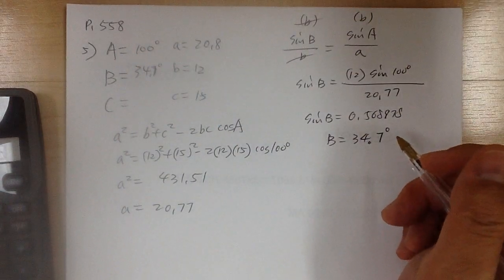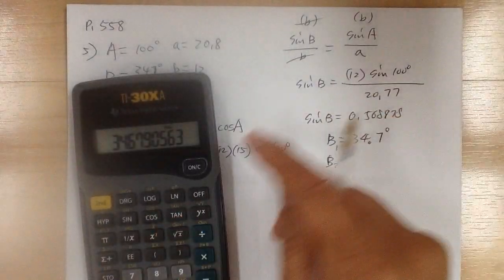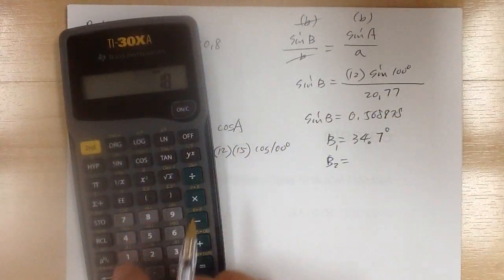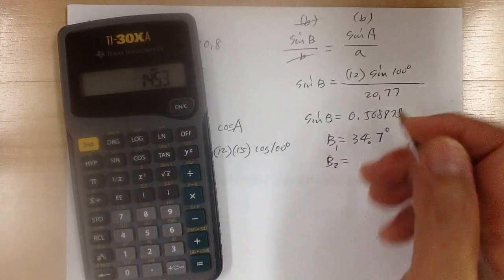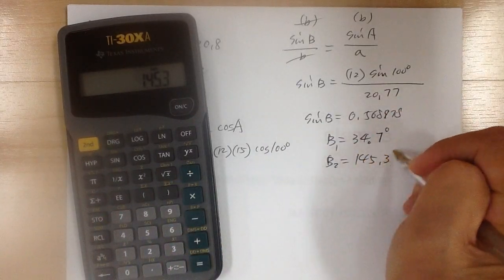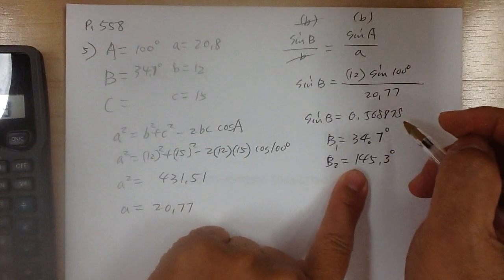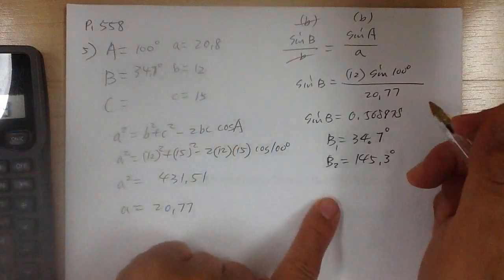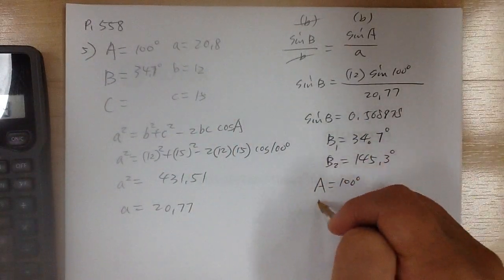Now again, I'm going to try B2 just to double check. So 180 minus 34.7 equals 145.3 degrees. Again, this is going to be no good because this is going to be the biggest angle, and this is the middle one, so you're going to end up with a situation like this.